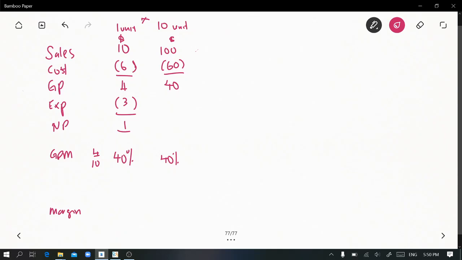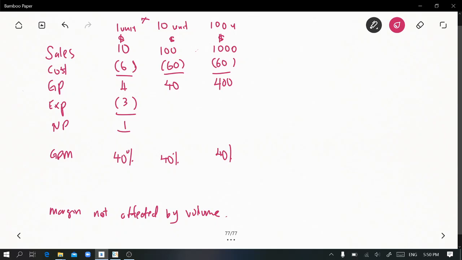So margin is not affected by volume. Okay, not affected by volume. Continue. 100 units will be $1,000 because 1 unit will be 10, 1 unit cost will be 6, margin will be 40, unchanged.